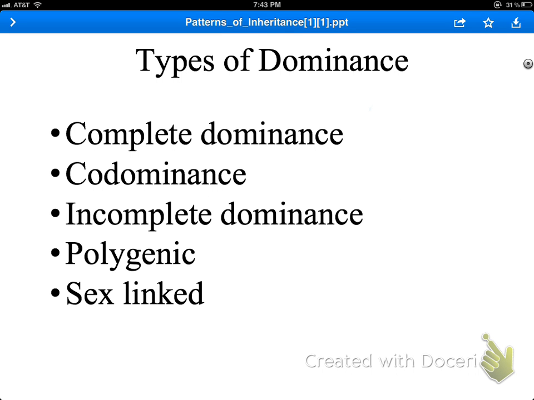There are different methods that chromosomes follow when they're inherited. Last chapter, we went over the process of complete dominance. This chapter will go over codominance, incomplete dominance, polygenic traits, and sex-linked.